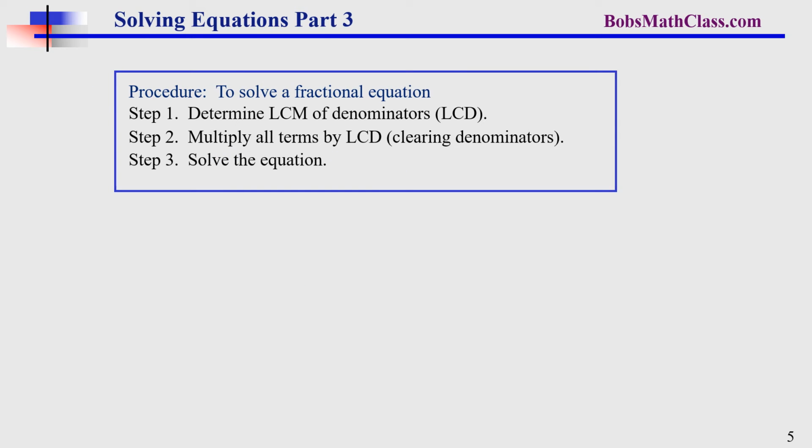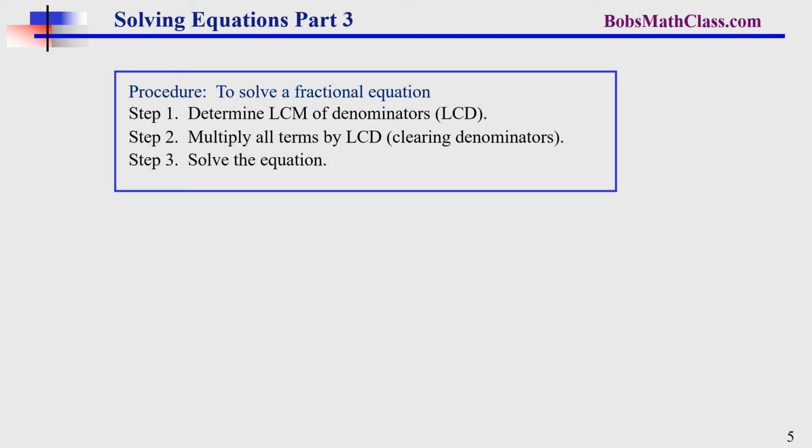Here we go. Fractional equations. This is going to be good. Our first step is to determine the LCM of the denominators. It'll then be called the LCD. So we find the LCD for the denominators. Then we're going to multiply all terms by the LCD. This is a cool step. What it does is it clears the denominators. It gets rid of the fractions. And in step 3, now we could solve the equation just the way we've been doing it.